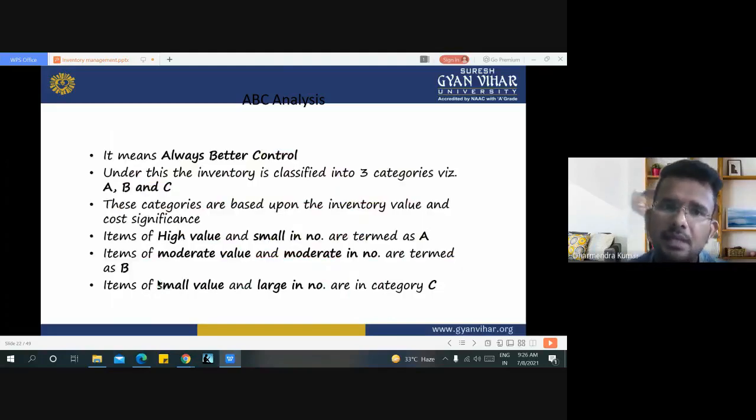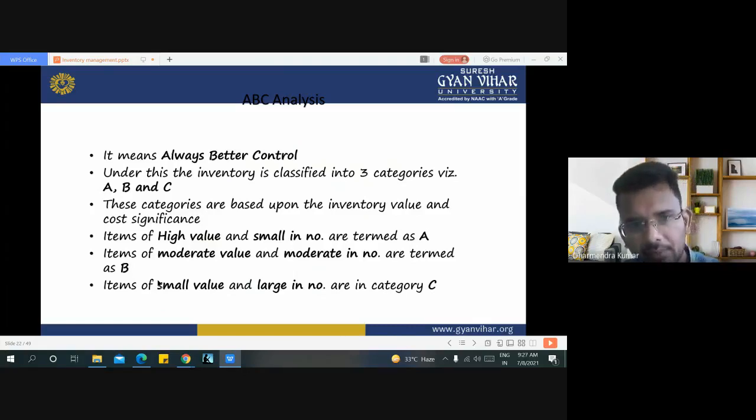Here are some theoretical aspects of ABC analysis. It means Always Better Control. Under this, the inventory is classified into three categories: A category, B category, and C category. These categories are based upon the inventory value and the cost significance.